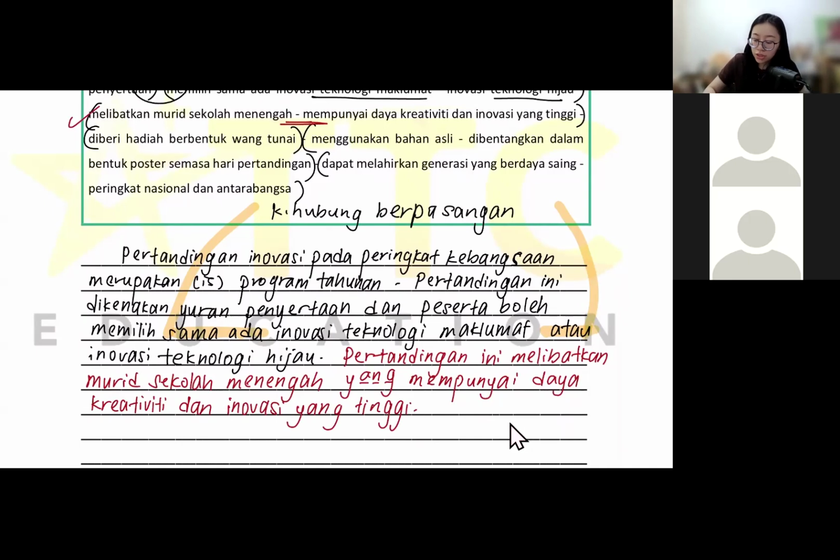Now this one you want to say the winner will get the hadiah berbentuk wang tunai. So what is winner in BM? Pemenang, yes, correct. So pemenang akan diberi hadiah, you're given the present, berbentuk wang tunai.